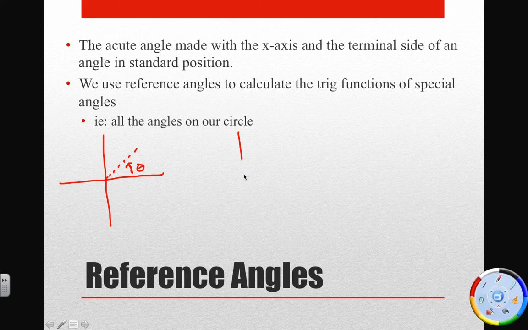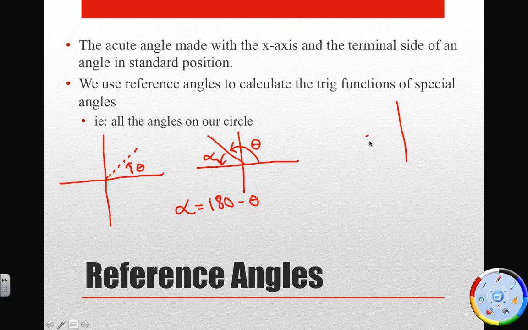However, as in my picture from before, if you're in quadrant 2 and this is theta, this little angle is, the book calls it theta prime, but let's just call it alpha. And how you're going to find that is you're going to do 180 minus theta. So we're going to say alpha equals 180 minus theta. That's for in quadrant 2.